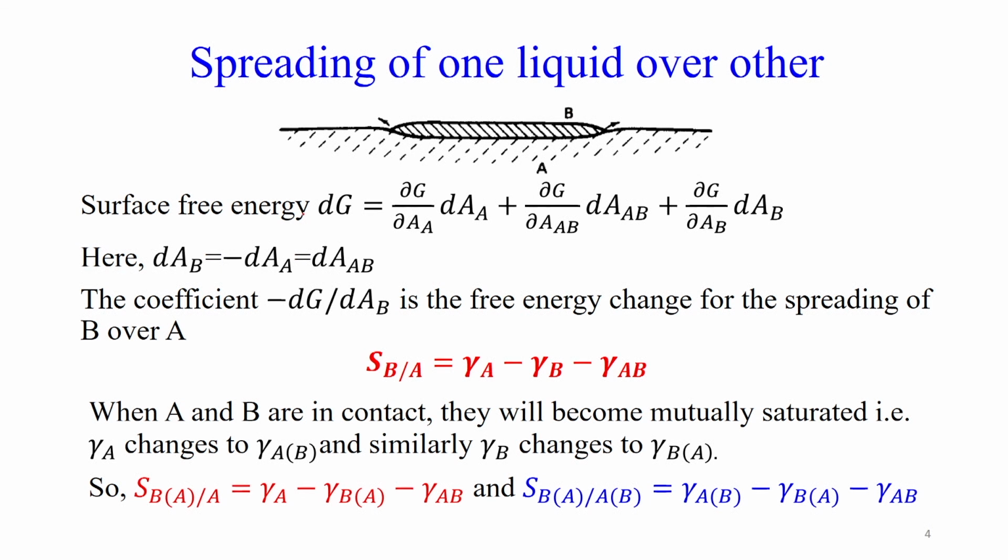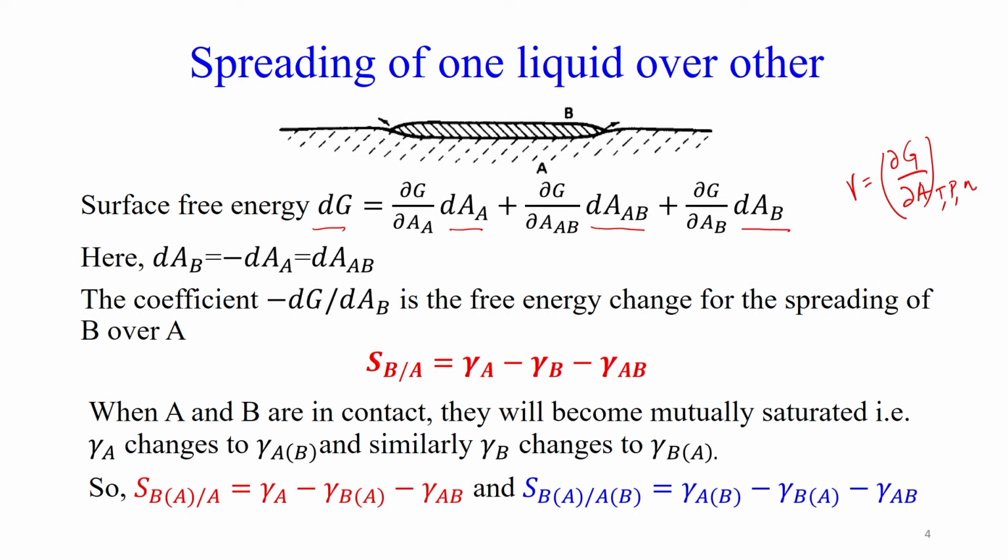Now, if you want to calculate the total free energy change, delta G, it will include all three components: dG upon dA, the change in the area of A; dG upon dAB, the change in the area of the interface; and dG upon dA, the change in the area of B. So we are going to have three components, A, AB and B. As we remember, we simply define surface energy as dG upon dA at constant T, P and N. So we are considering constant temperature and pressure here.